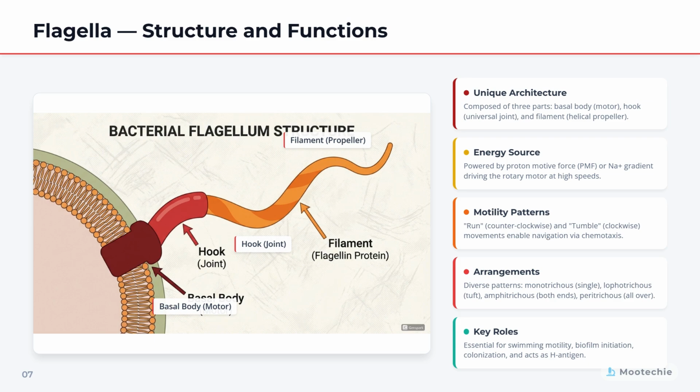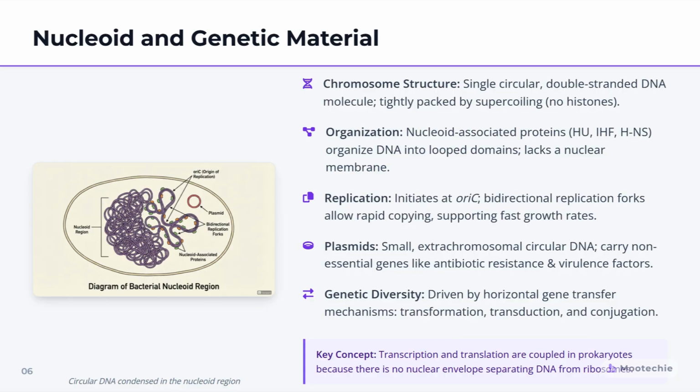In this slide, we focus on the nucleoid and genetic material. The diagram shows the nucleoid region, where the cell's single circular DNA molecule is tightly packed and condensed. Chromosome structure. It's a single circular double-stranded DNA molecule tightly packed by supercoiling and without histone proteins like in our cells. Organization. Nucleoid-associated proteins like HU and H-NS organize the DNA into looped domains. It lacks a surrounding nuclear membrane, so the DNA is in direct contact with the cytoplasm.